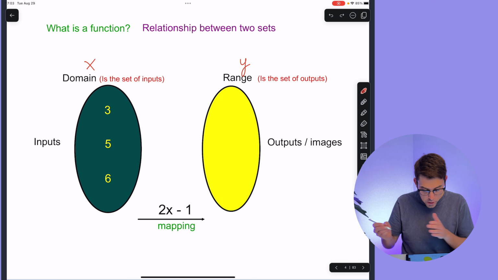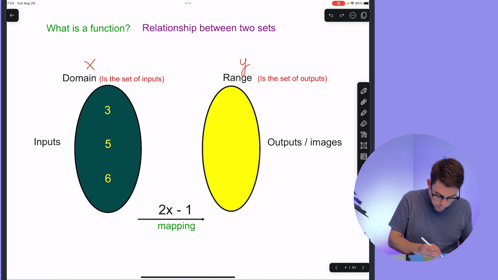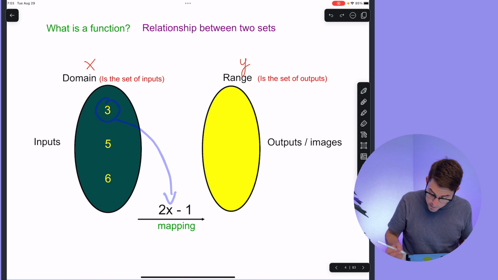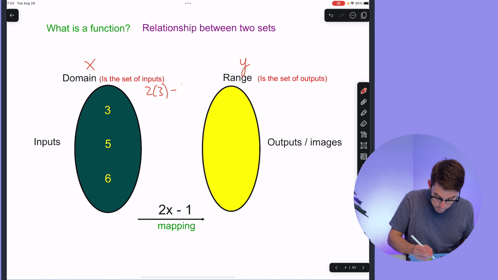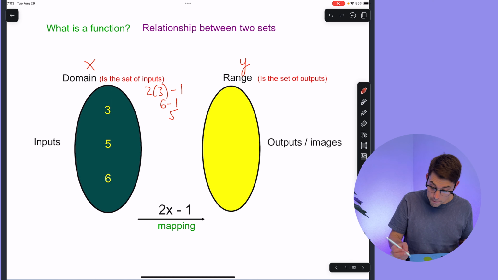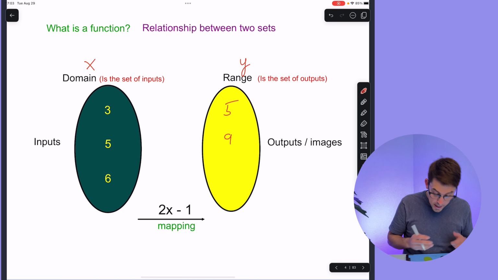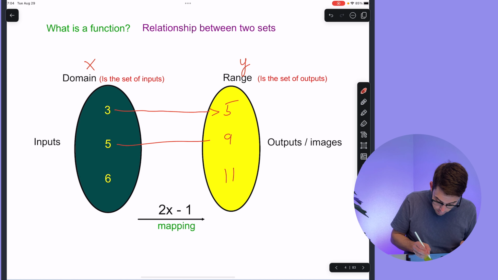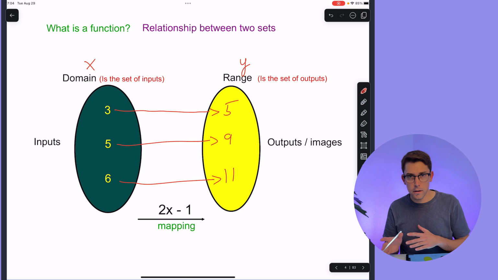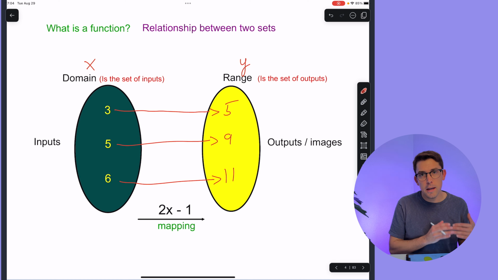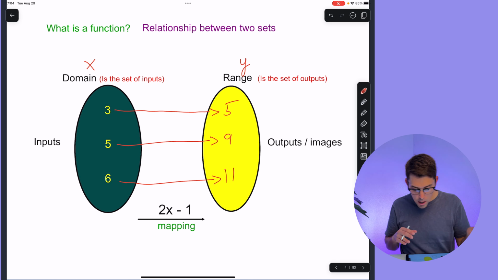So if I'm mapping this over to the range, all I have to do is think, hey, if 3 needs to map over here to the range by this mapping, 2x minus 1, all you need to do is take 3 and put it in for x. So this would look like 2 times 3, because that's our x, minus 1, 6 minus 1, that's going to give us 5. I'm going to have 3 to 5. If I plug in 5, 5 times 2 is 10, minus 1, that's going to give me 9. 6 times 2 is 12, minus 1, that's going to give me 11. And let me just draw an arrow so that way I know exactly what maps to what. So here I have mapped 3 different inputs in our domain, 3 different elements of the set, to 3 different outputs, part of our range.